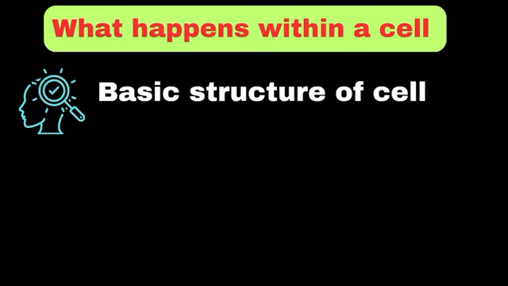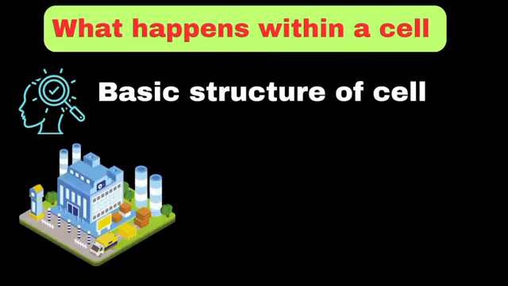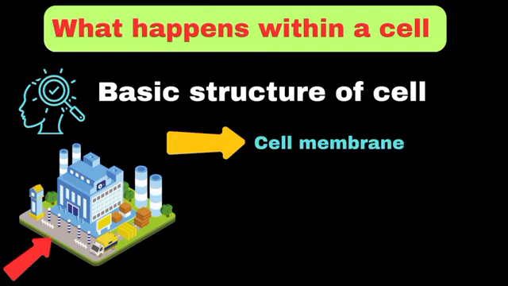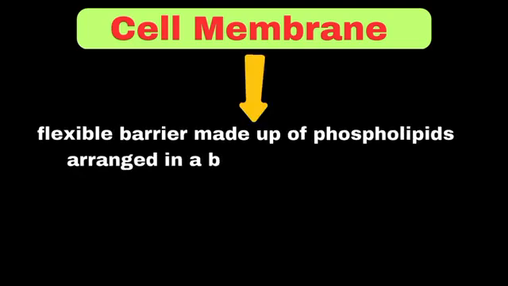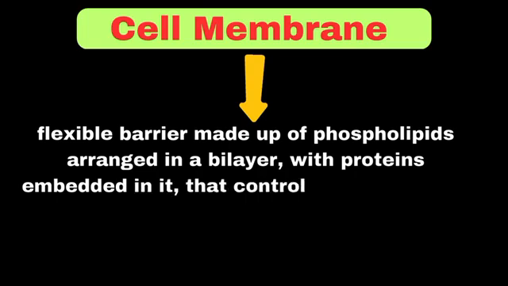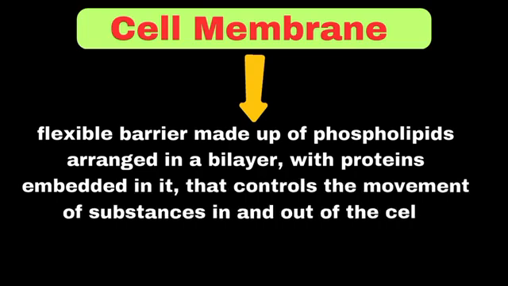Now we can learn what happens within a cell and its structure. To understand what happens inside a cell, let's look at its basic structure. Think of a cell as a busy factory with a special covering called the cell membrane that acts like the factory's walls. Just as a wall protects a factory but allows materials to enter and exit through gates, the cell membrane is made up of a special arrangement of lipid molecules that control what goes in and out of the cell. Now we can define the cell membrane in a simple and easy way. The cell membrane is a flexible barrier made up of phospholipids arranged in a bilayer, with proteins embedded in it that controls the movement of substances in and out of the cell.